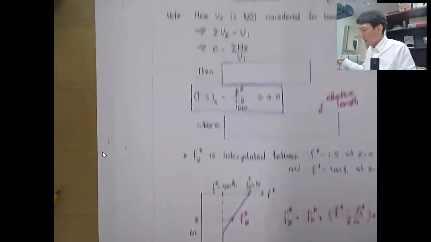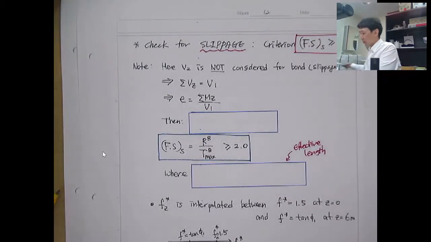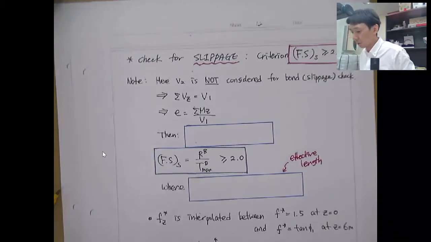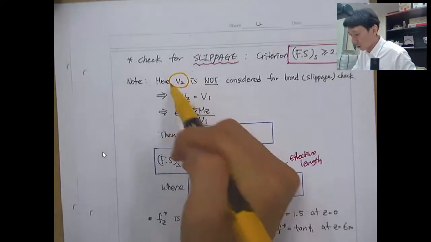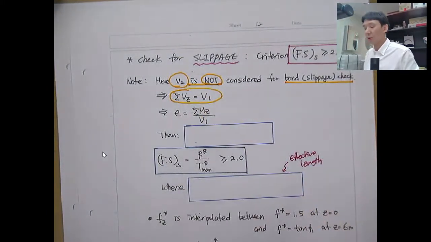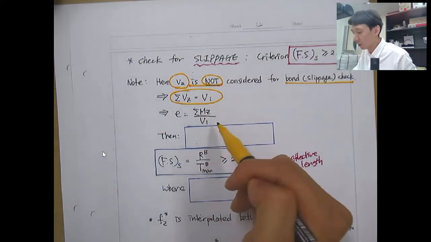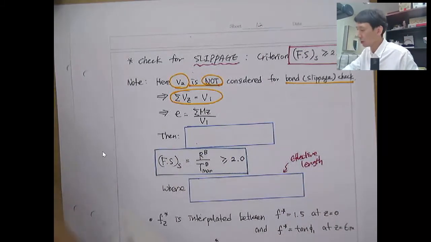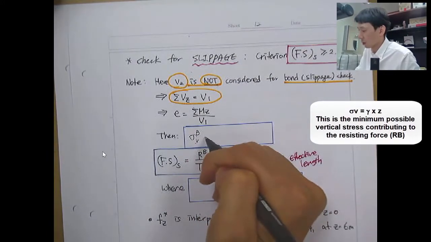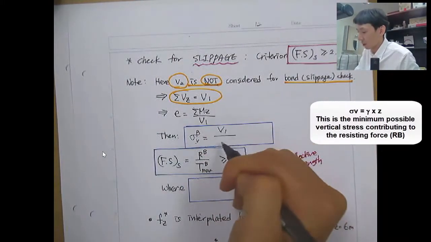Next, let's check the factor of safety against slippage. Here the criterion is that the factor of safety should be larger than 2.0. An important note is that V2, the surcharge load, is not considered for the slippage check. So the vertical force will be only the weight of the reinforced soil block, and you use V1 to compute E and the vertical stress. The vertical stress for the slippage or bond check will be different from the vertical stress in the rupture check. So this will be V1 over L minus 2E.